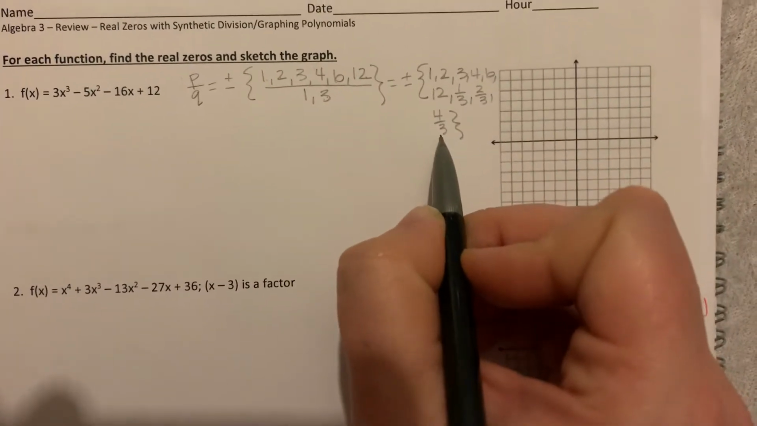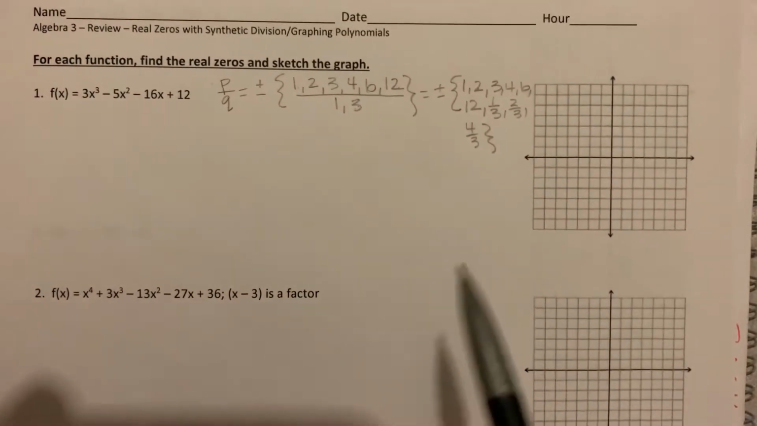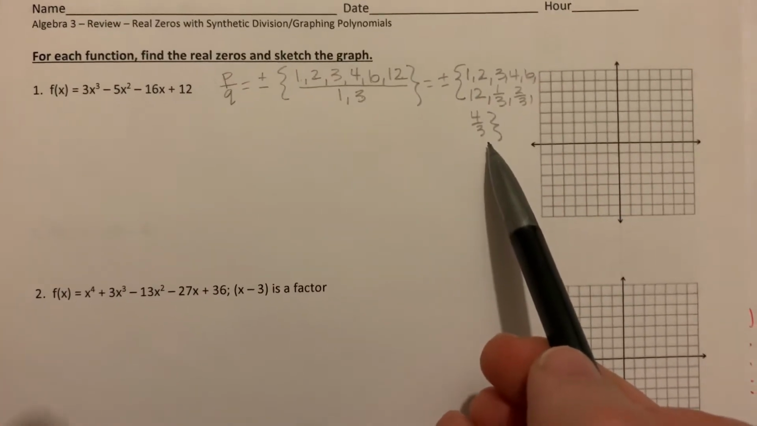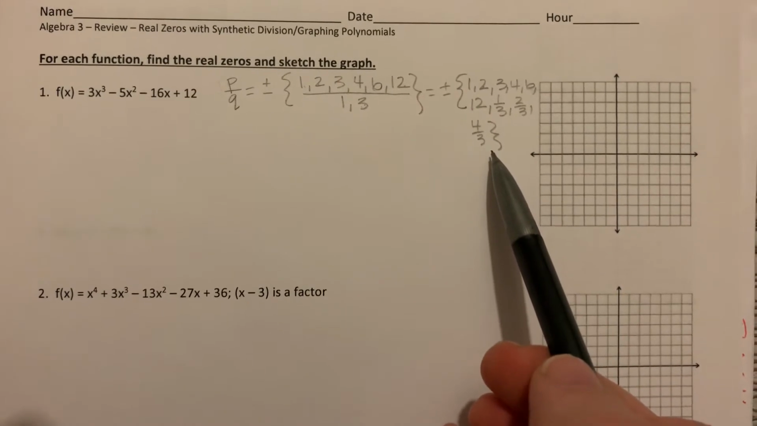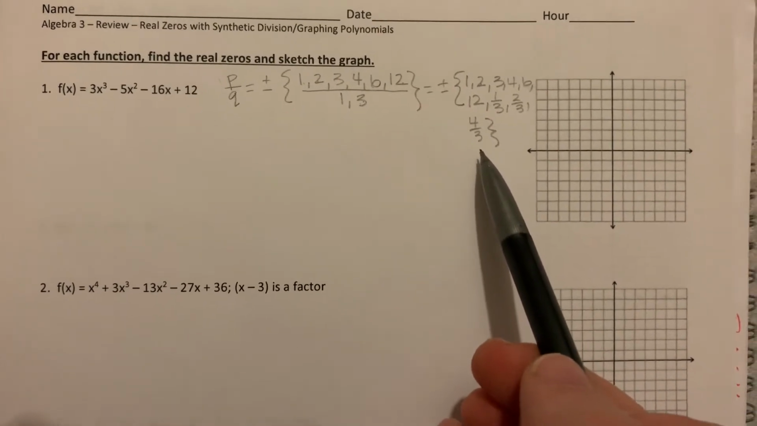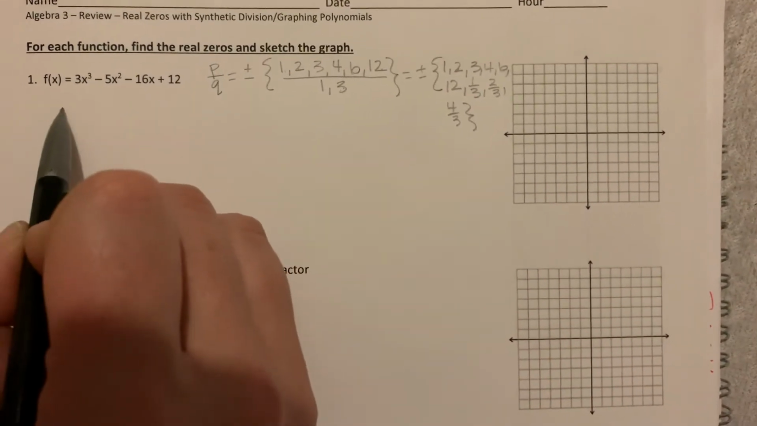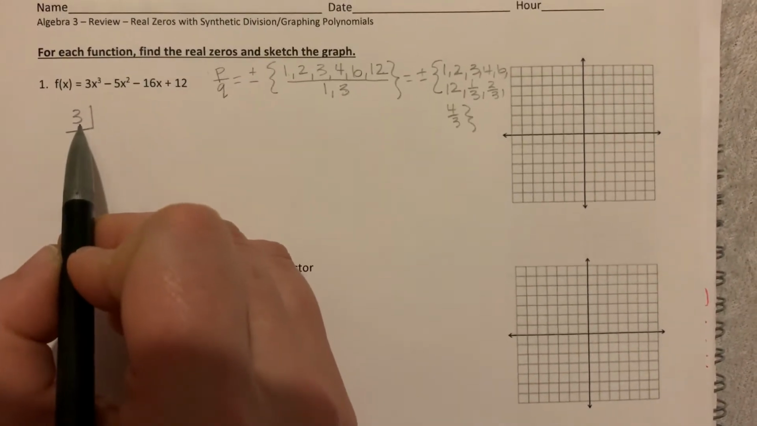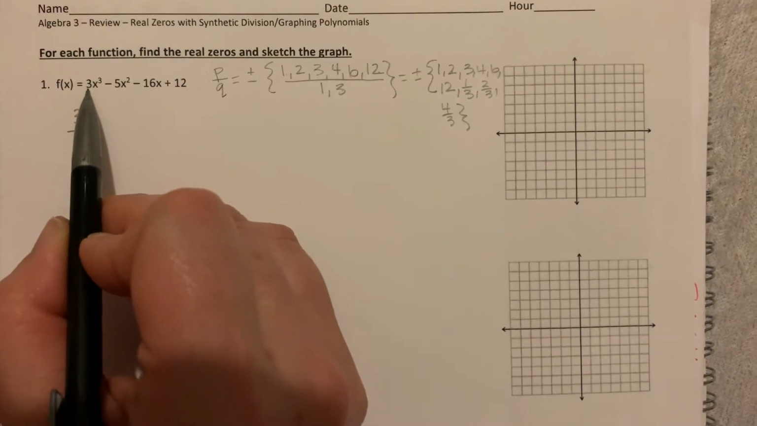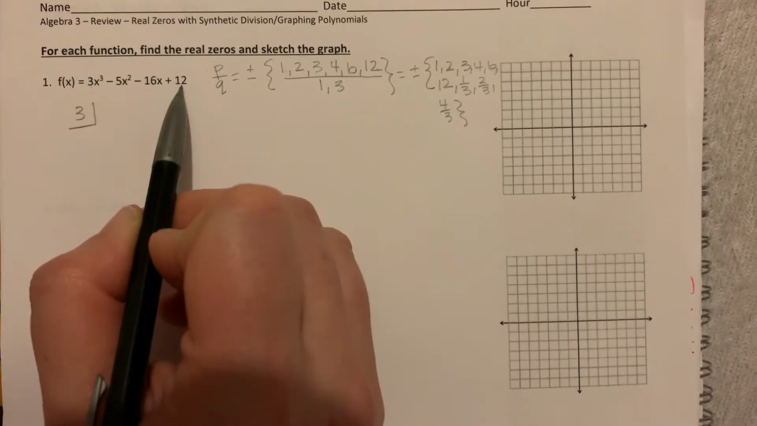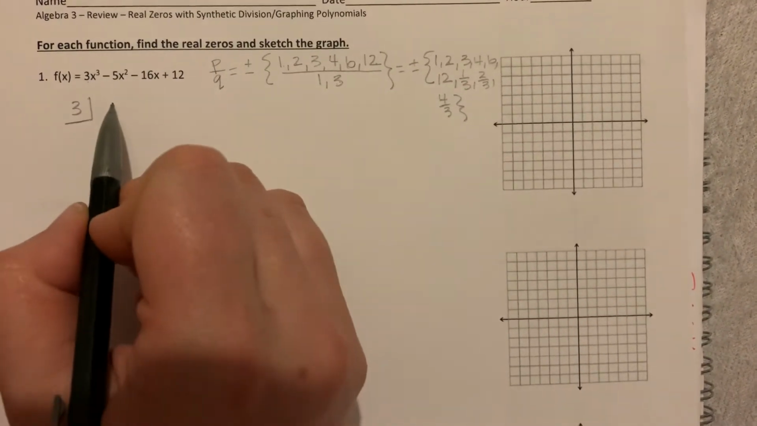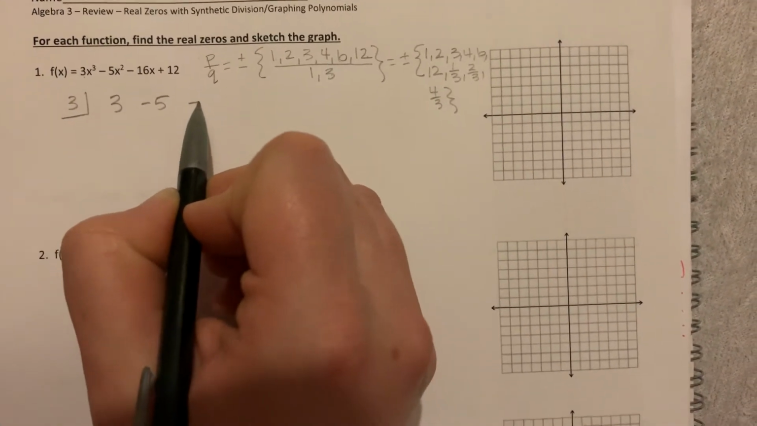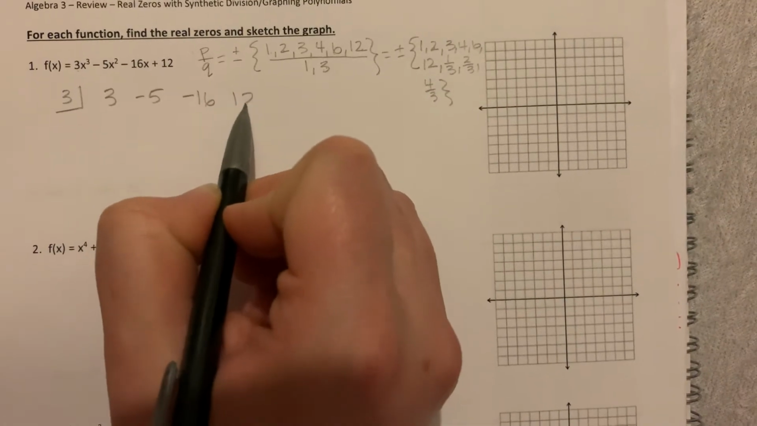Okay, so these are all my possible rational roots. Those are the ones that I'm going to choose from to see what to use for synthetic division. Now I've already done these ahead of time, so I know which ones are going to work. I will go ahead and pick 3 first. That's the number that goes in my division box. Then list your coefficients. None of these exponents of x are skipped, so I don't have to place any zeros, and it's just going to be 3, -5, -16, and 12.